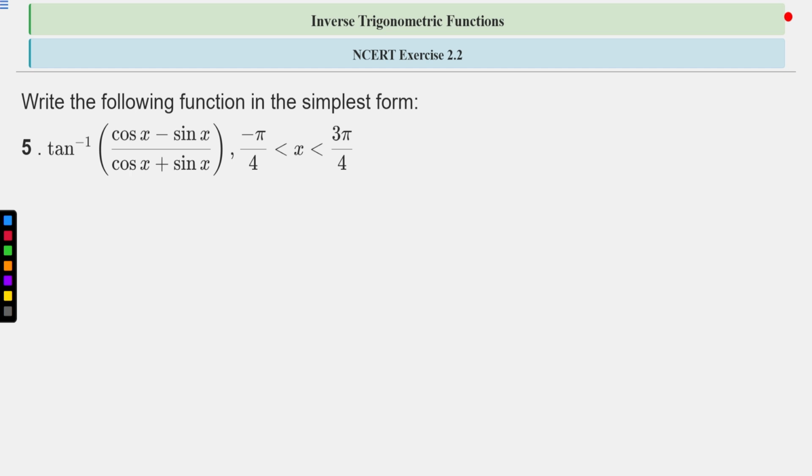Let's move to the next question. The next question is, write the following function in the simplest form. So we will take tan inverse cos x minus sin x upon cos x plus sin x when x belongs to minus pi by 4 to 3 pi by 4, right? We have to calculate tan inverse cos x minus sin x upon cos x plus sin x when x belongs to minus pi by 4 to 3 pi by 4, right? So I am giving 10 seconds to solve or think about this question. After that, we will discuss the solution part, right?